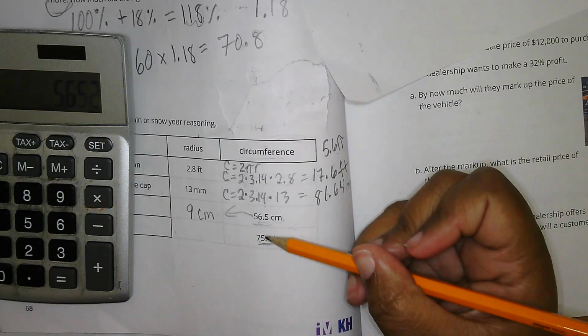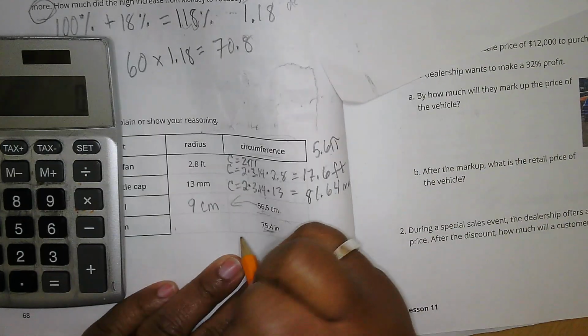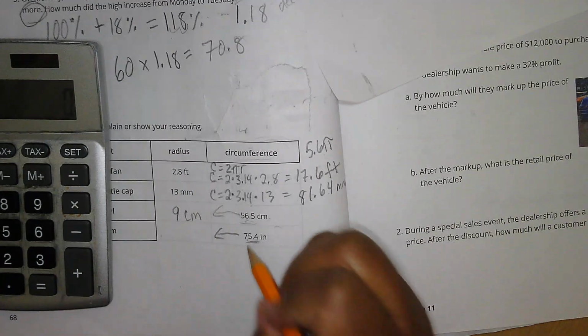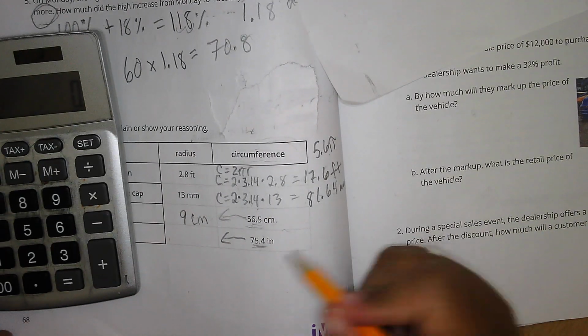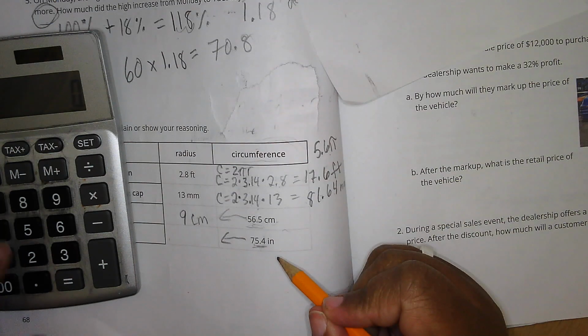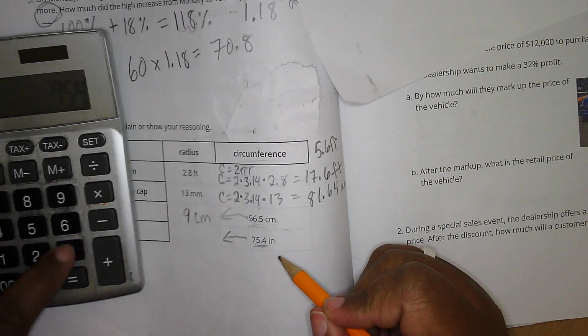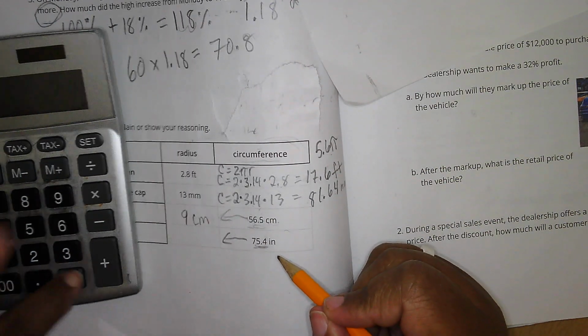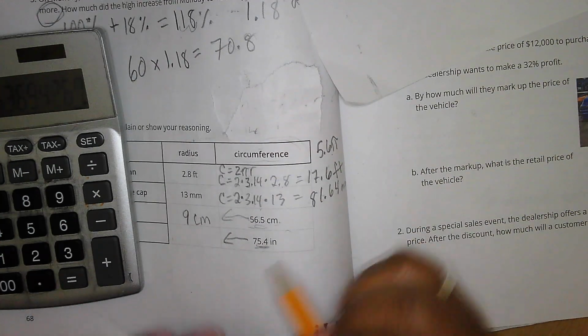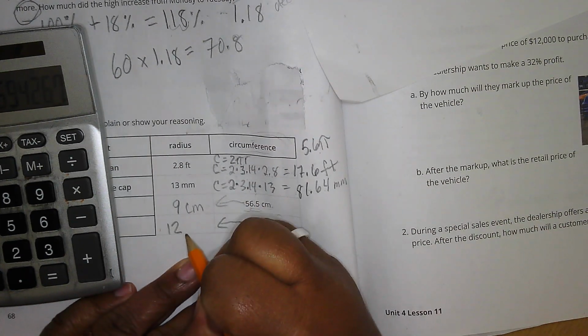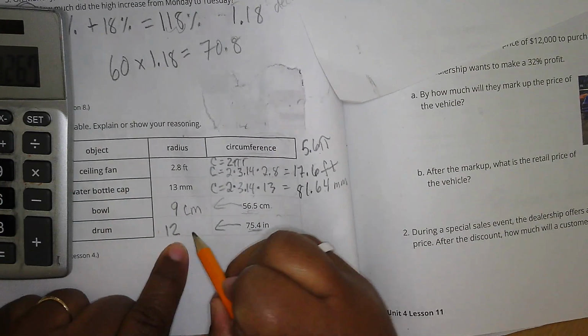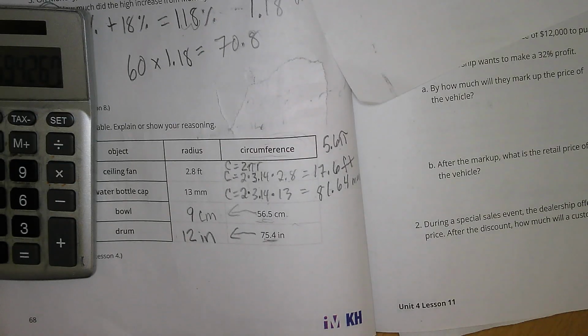Same thing here. I'm going in the opposite direction, so instead of multiplying, I'm dividing. I'm taking 75.4, dividing that by 3.14, and dividing that by 2. And I get 12.006. So I'm just going to keep that at about 12 inches. That would round to that. All right. Thank you.